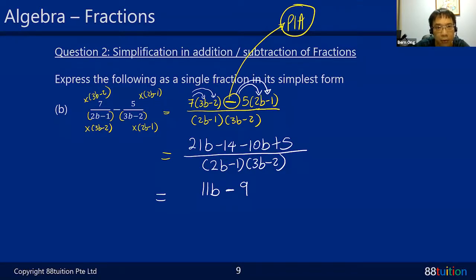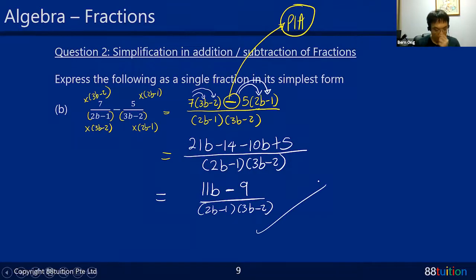Some of you got the answer already. 21b minus 14. Yes, Celeste, you got it correct, but you need to simplify. Jordan, minus 8? Are you kidding? Minus 14, then you go backwards 5. Minus 9. Jordan. All right. So you got 11b minus 9, and the denominator never changed. It's still 2b minus 1, 3b minus 2. And Charmaine, you are right again. Perfect. Good job. So that's the way to do it. Yes, Jordan, just kidding.